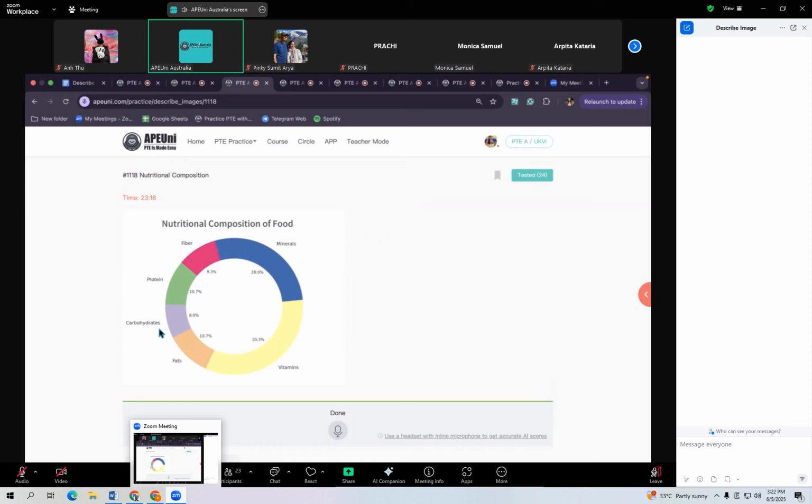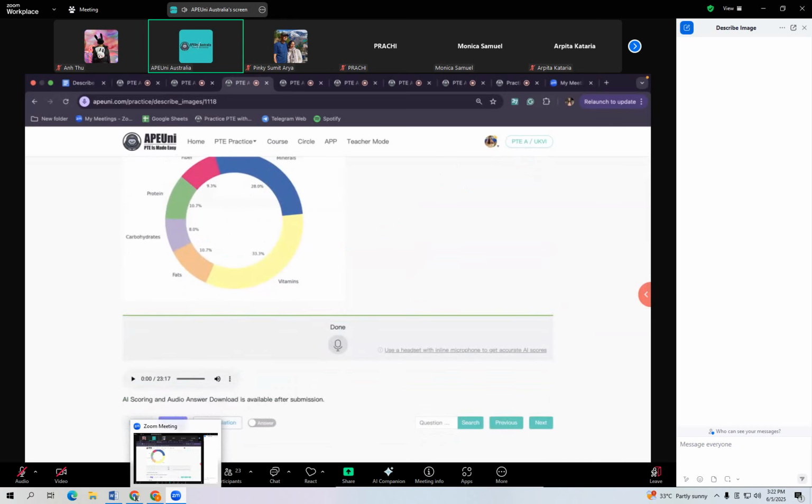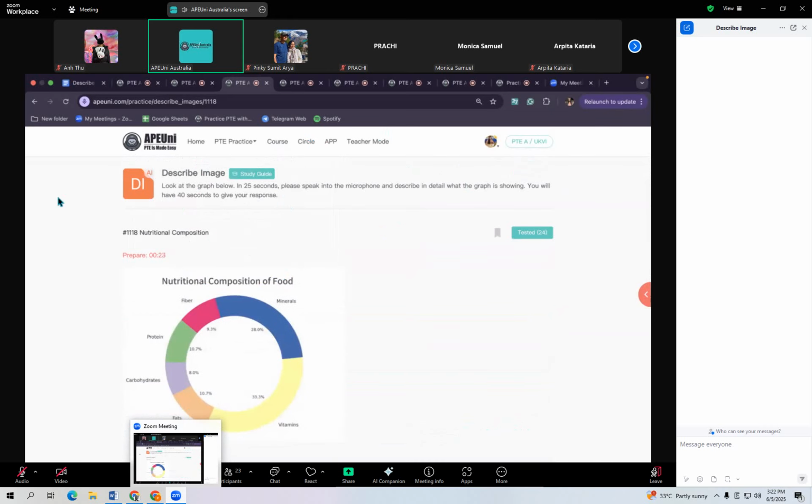That's it, done. So once again, everybody, what type of notes do I take? You get the question, and right away you are ready to type on your notepad: highest. Who has the highest? It's vitamins. How much is it? 33.3%. And then you pick up the lowest. Who has the lowest? It's carbohydrates. How much is it? 8%. Second highest. Where do we have it? We have it for minerals. And how much is it? 28.